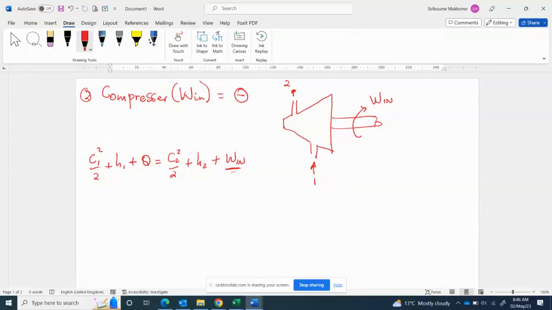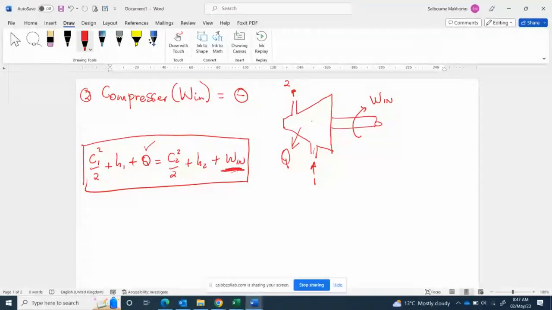So heat here, again, it depends. If the question says that the compressor is fully insulated, it means that Q is equal to 0. But in most cases, Q will be given, because during compression, heat increases in the compressor. And if heat increases, then it is going to escape, and then we will end up having that Q. So this is the SFEE for a compressor. The difference between a compressor and a turbine is work input and work output. That is the second one.